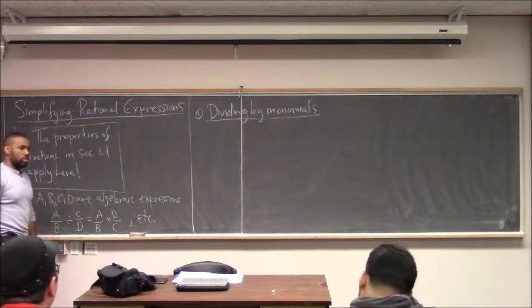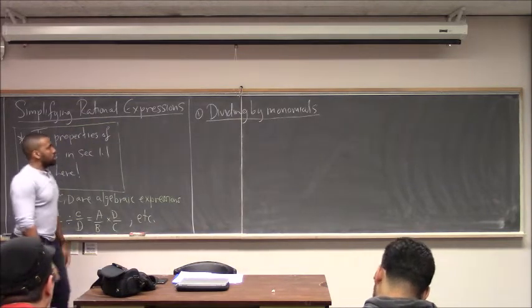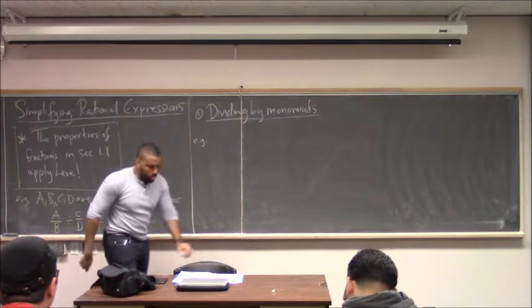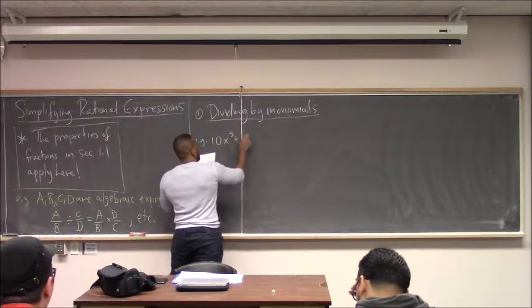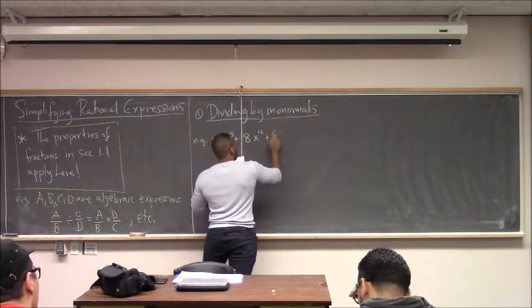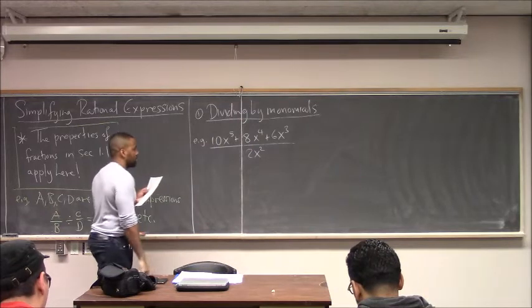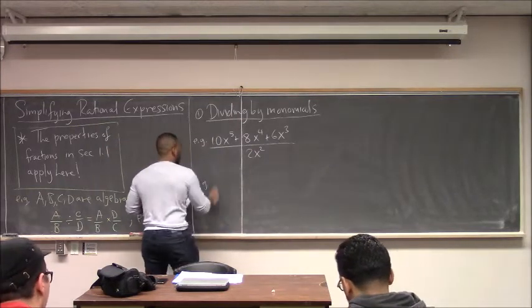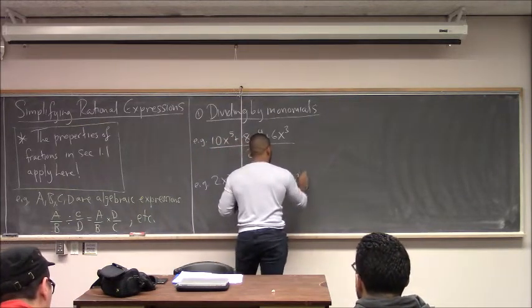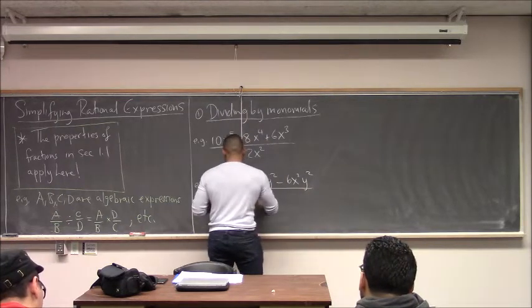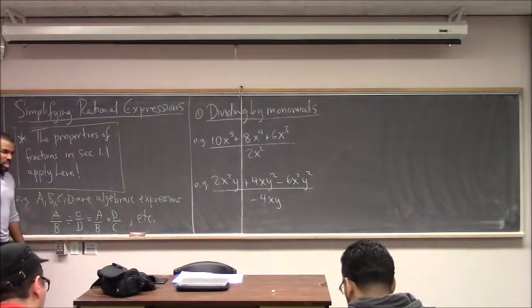Whenever possible, you do actually want to divide these. It'll usually make your life easier. Remember, a monomial is just an expression with one term. So for example, if you have a bunch of things, 10x to the 5 plus 8x to the 4 plus 6x cubed all over just one thing, like 2x squared. Or 2x squared y plus 4x squared, squared minus 6x squared y squared all over minus 4xy. So sometimes you can have rational expressions where in the denominator you literally just have one thing.